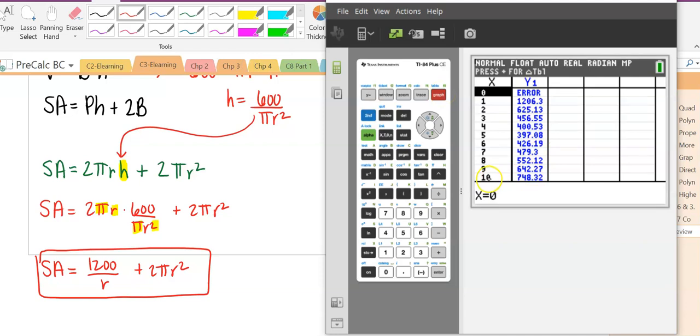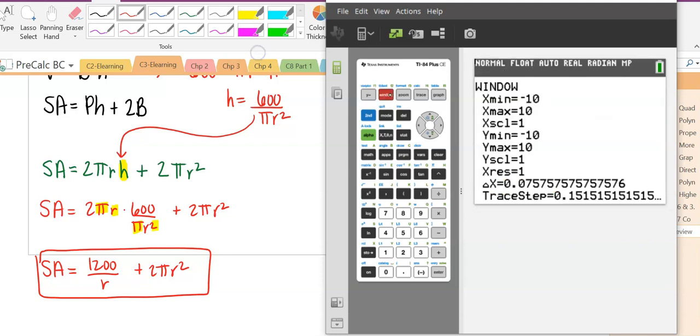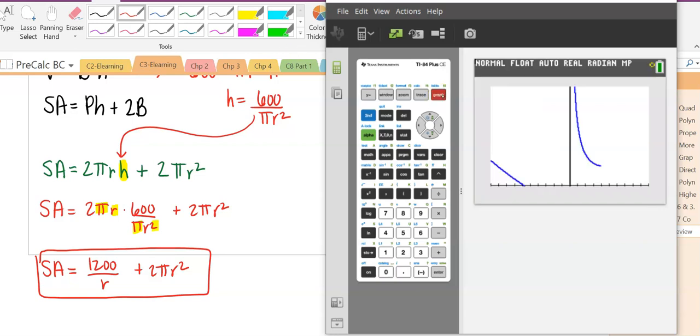And you can see when the radius is 10, we're already up at 748. So that is pretty big. So let's change our y max first. I'm just going to go with like a 2000. And actually you can see the minimum right there. So we'll go ahead and find it.